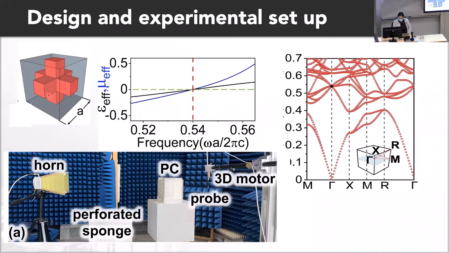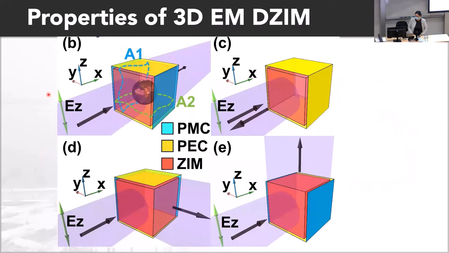Next, I'll demonstrate the properties. With this three-dimensional zero index electromagnetic material, I can have an object inside, but the wave can go through as if the object is cloaked. By changing the boundary conditions, you can control its propagation behavior. And here is a total reflection. Of course, you can also do redirections, like an incident wave from the X direction and an outgoing wave in the minus Y direction, and also converting an X direction incidence into a Z direction output.